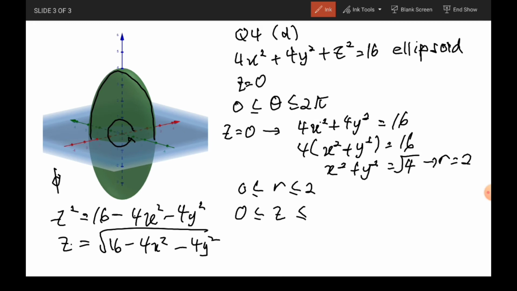Okay, then we can include the interval for z, which is the square root of 16 minus 4x square minus 4y square. You can see there is an x square plus y square, which you can change to r square, but it will be 16 plus 4r square.